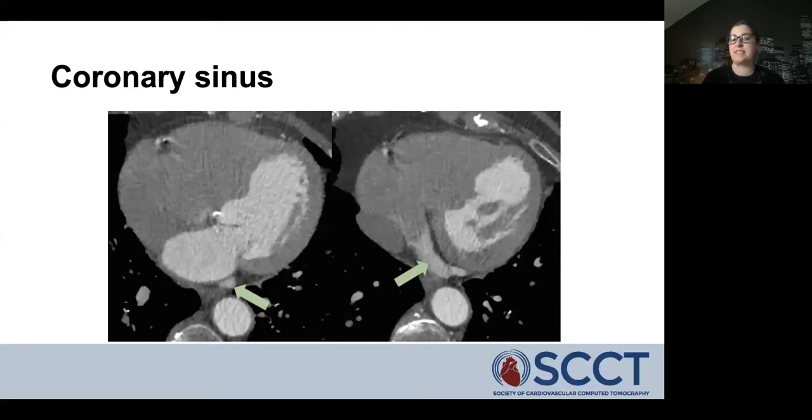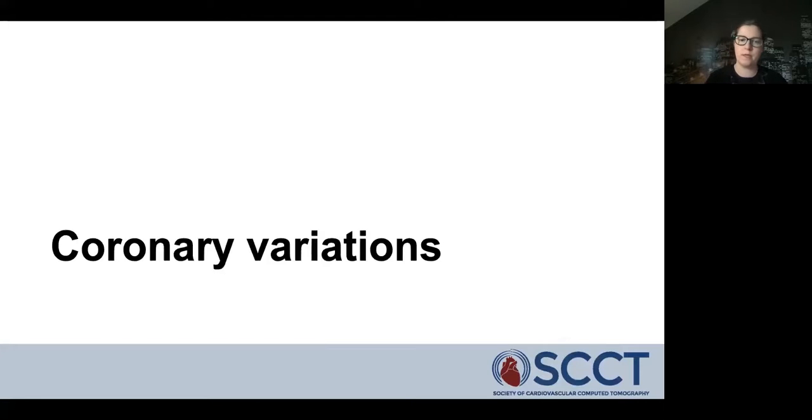We often don't see contrast in it like this. It's all to do with the timing of the scan as to where the contrast is. If you've got a very fast scanner that's dealing very much with the arterial bolus, then this will be dark and you won't see contrast in it. But if you've got a slower scanner or a longer bolus or a less good coronary circulation, heart failure and things like that, you can see contrast in there hanging around. So let's move on to some coronary variations.